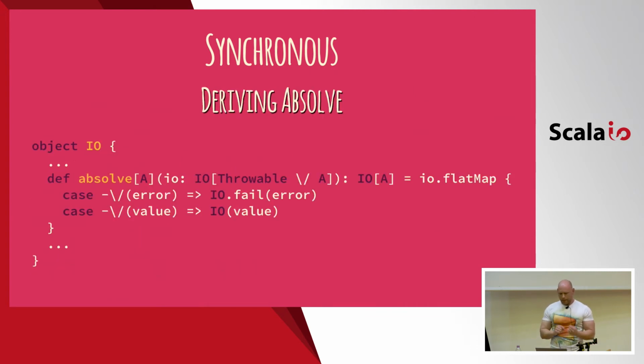So if attempt takes an I/O of A and surfaces a potential throwable in a disjunction, then IO.absolve is the undo operation for that. It takes something that's an error, a potential error that's been surfaced, and it submerges it into the computation. It's a natural undo, and we're going to see an example of how this is used later.